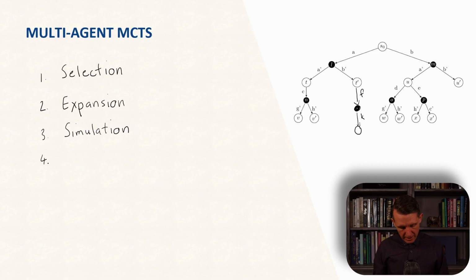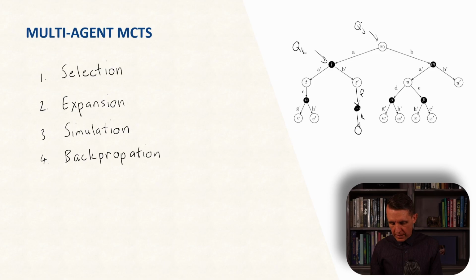The final step is the backpropagation. The backpropagation step is the same as before, except we have to keep the value of each node for every player if we're using self-play. So in other words, we don't just update the Q values for the player that we're learning for, we update the Q value here for player K and also for player J, which is our player. This allows us to then use this Q function for the selection steps in the next iteration.